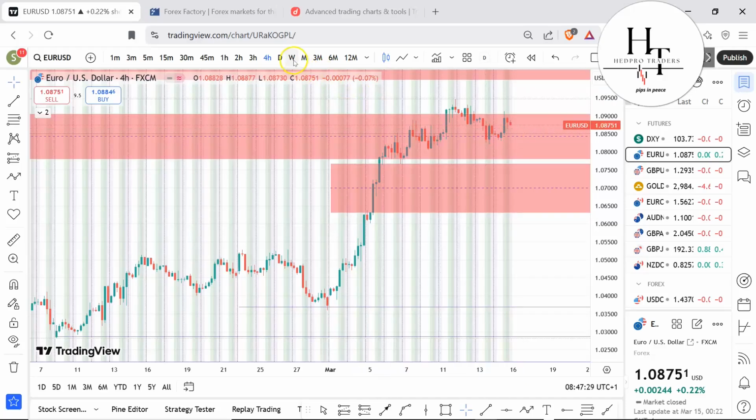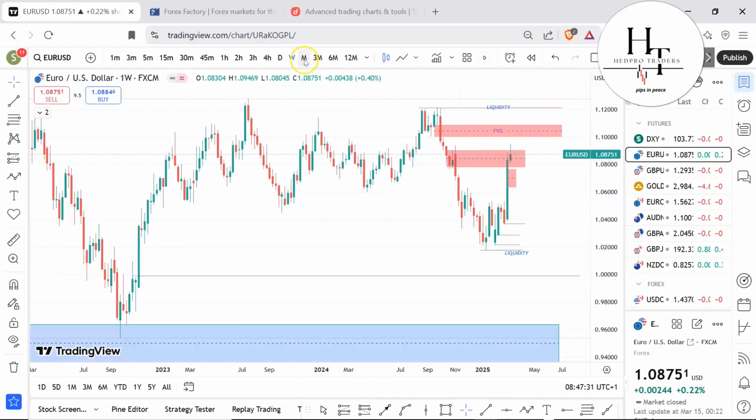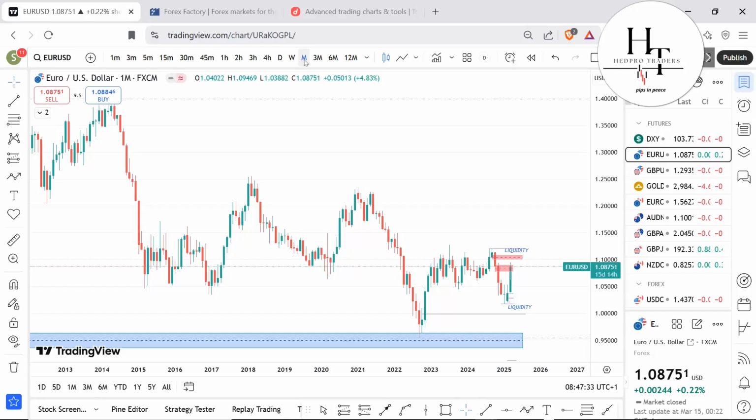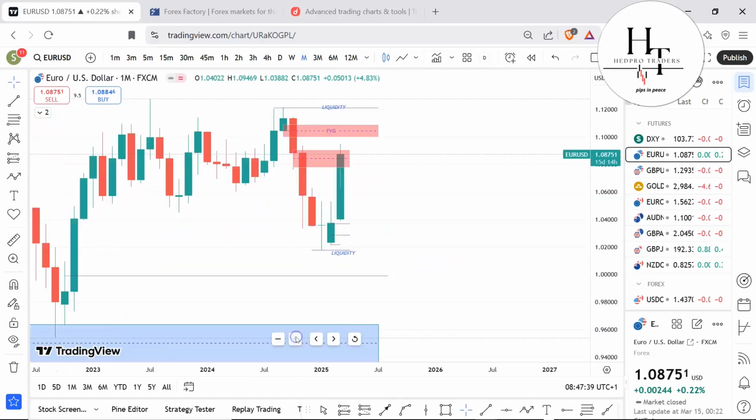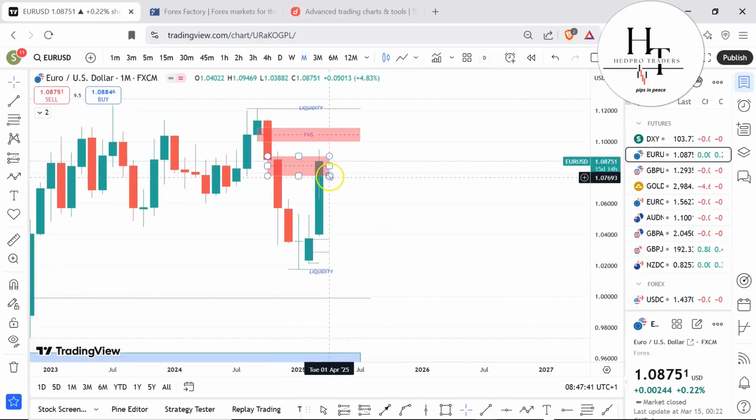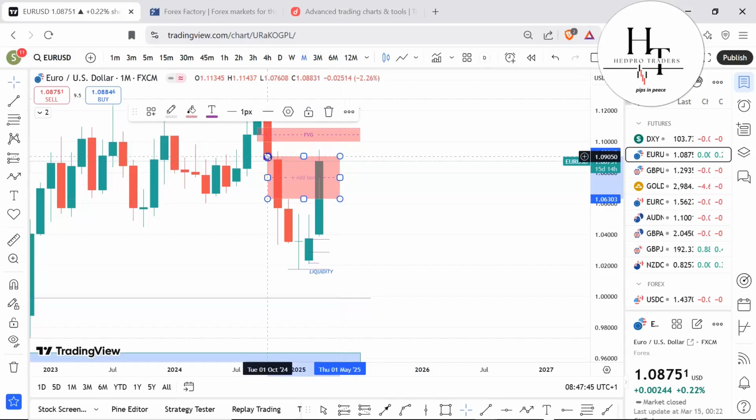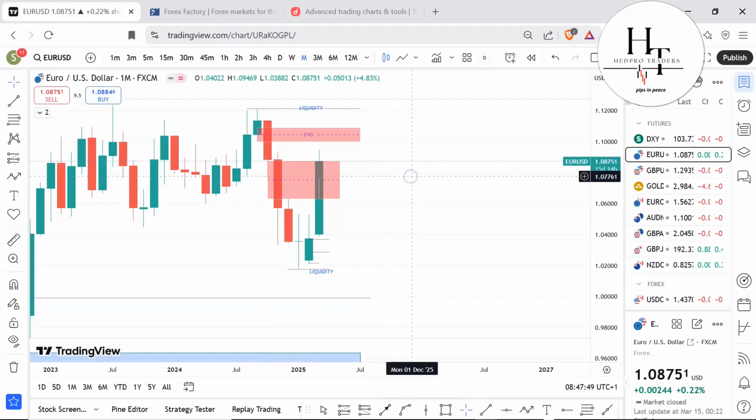So let's look at the monthly charts and just see something. You can see that price has traded into, has balanced this imbalance on the monthly charts. You can see exactly how price has closed at the top of it. So we'll just be careful while trading this pair.